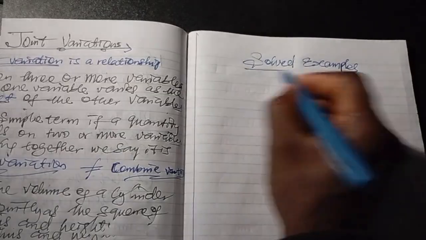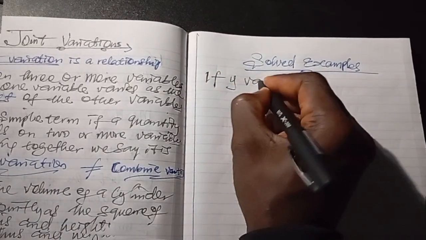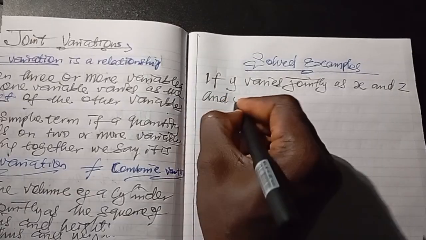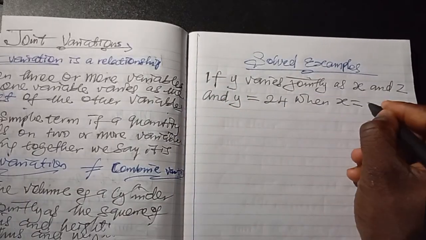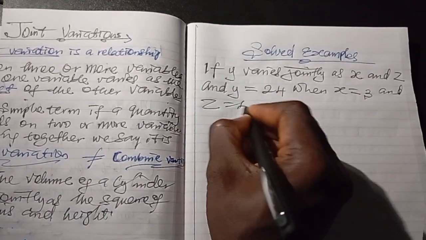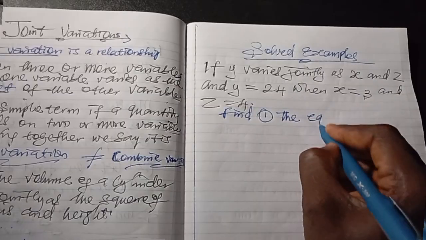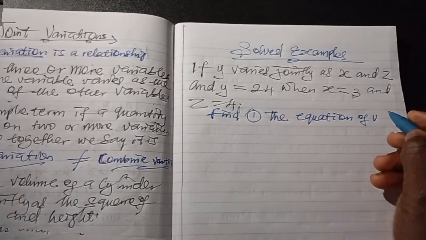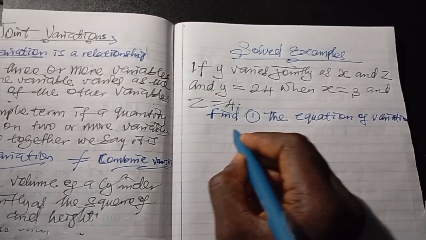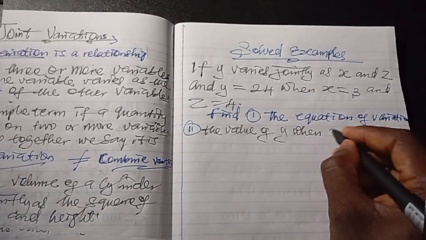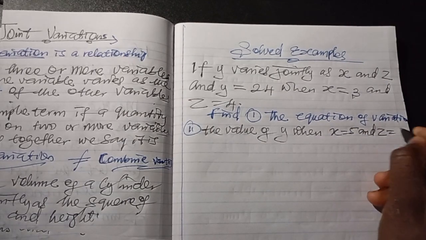Now let's solve examples. If y varies jointly as x and z, and y equals 24 when x equals 3 and z equals 4, we are required to find one, the equation of variation, two, the value of y when x equals 5 and z equals 6.